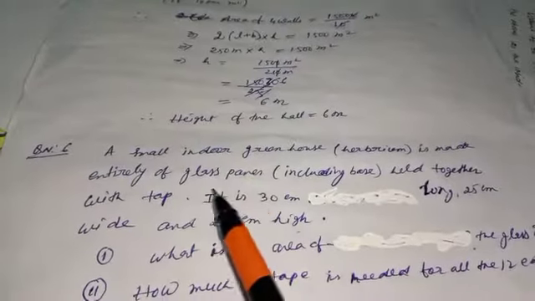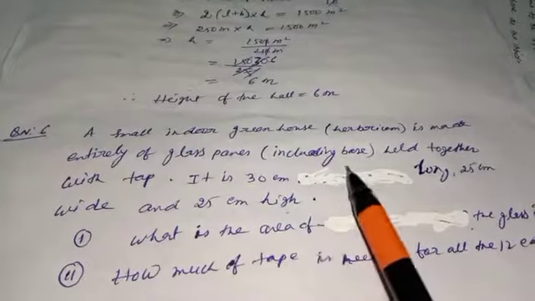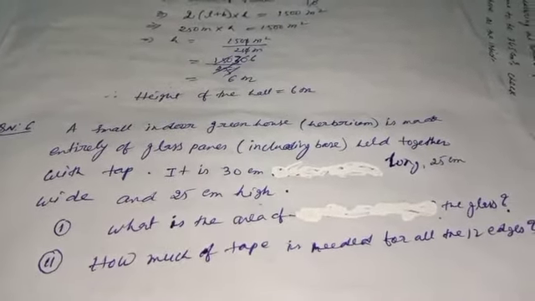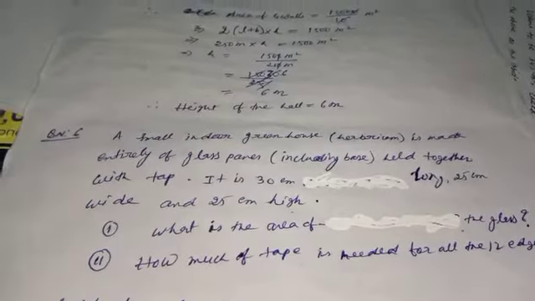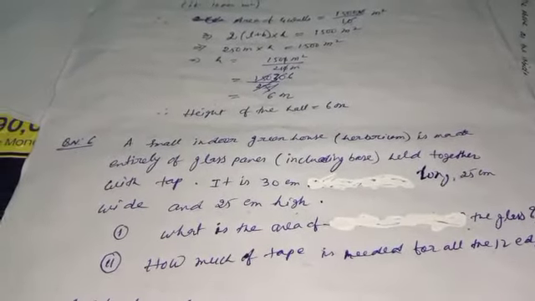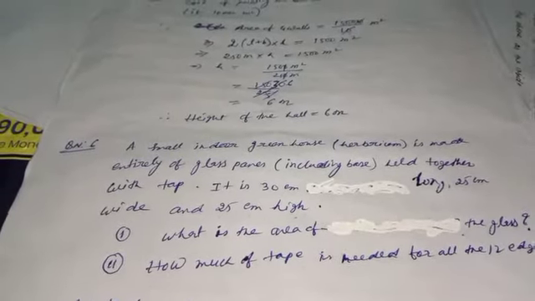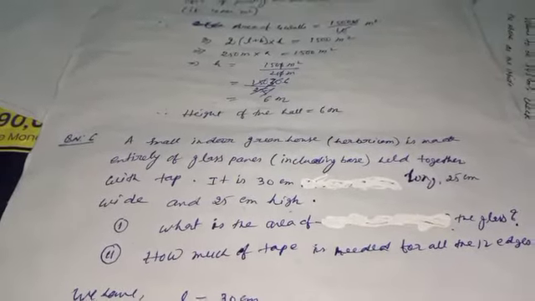Question. A small indoor greenhouse herbarium is made entirely of glass panes including base, held together with tape. It is 30 cm long, 25 cm wide and 25 cm height. So this is given part. So try to understand what is given here. Here they said that there is a greenhouse herbarium and dimensions are 30 cm long, 25 cm wide and 25 cm height. That means it is a cuboidal shape. This herbarium is a cuboidal shape.